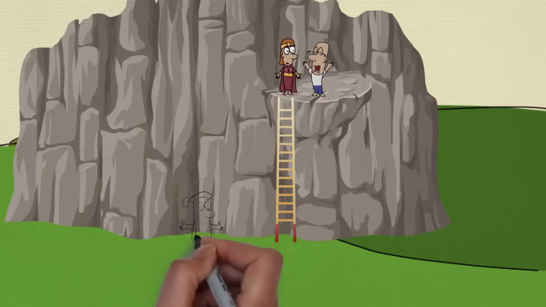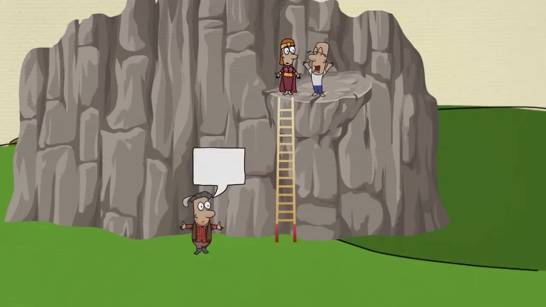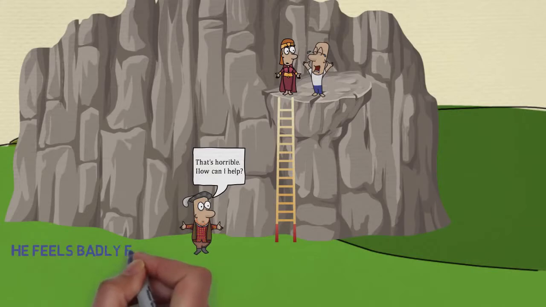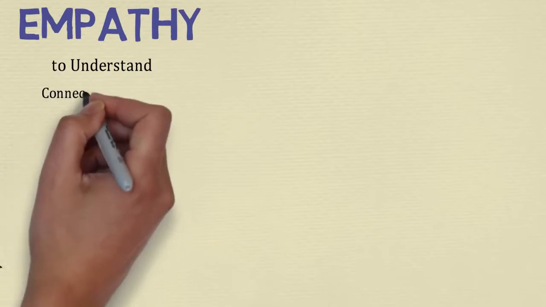The third friend, Tony, also feels badly for Ted, but he stays off the cliff and calls up to Ted, "I'm really sorry you're stuck up there. Is there anything I can do for you?" He cares about the situation and Ted, but he isn't trying to relate to Ted's feelings. He's being sympathetic. For someone to show empathy, a person must connect to someone by understanding their perspective.